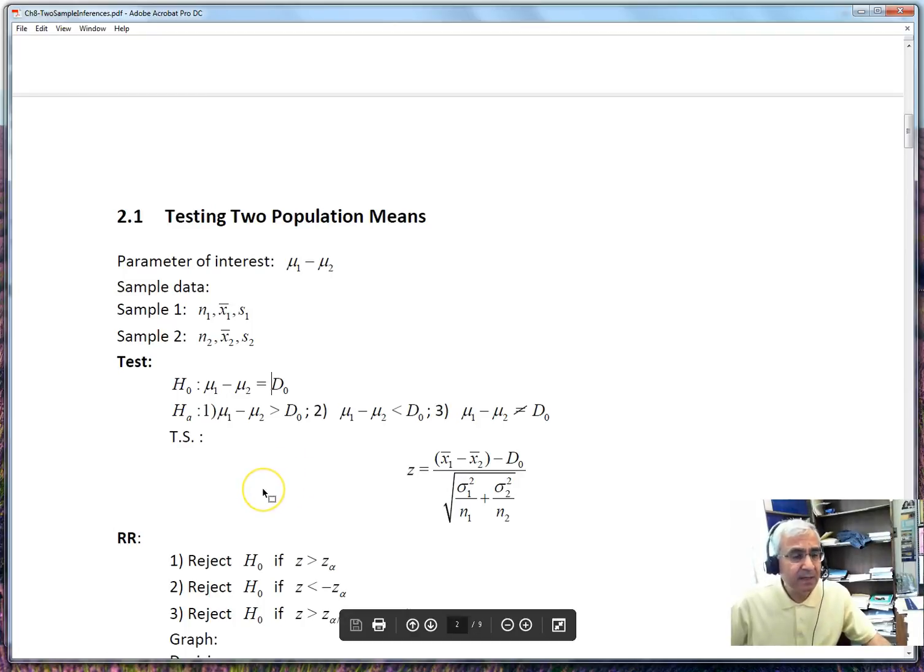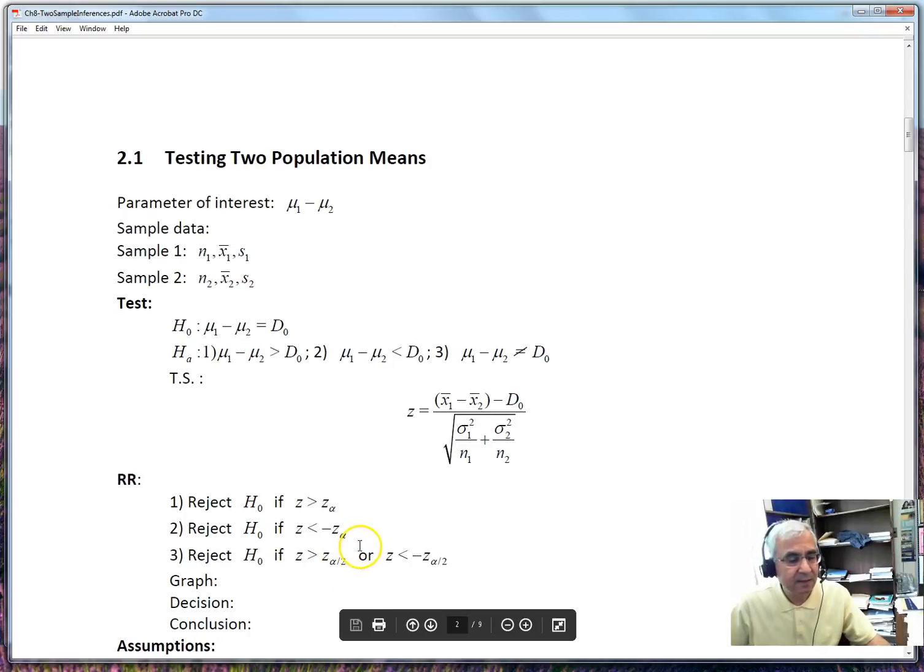And so what's my critical value? In this case, for the first test, because I have a large sample, my critical value is going to be Z alpha. For the lower tail test, my critical value is going to be negative Z alpha. And for the two-tail test, my alpha, which is the type 1 error probability, will be split into alpha over 2, and I get Z larger than Z alpha over 2, or Z less than negative Z alpha over 2.